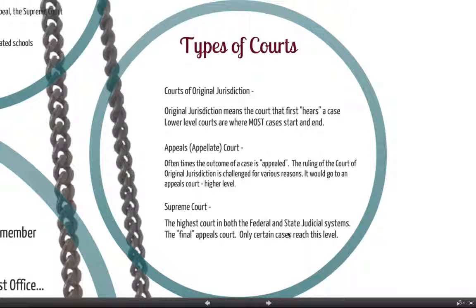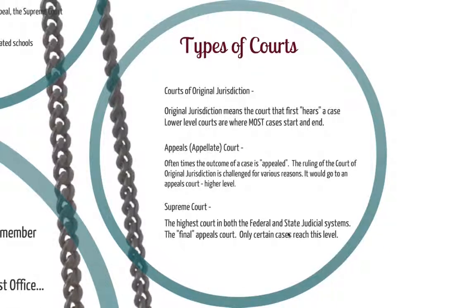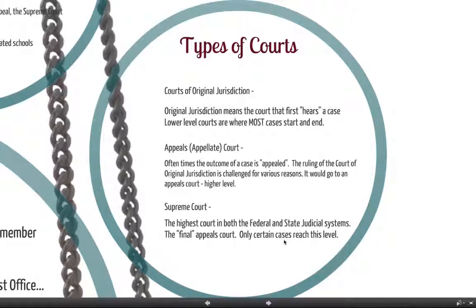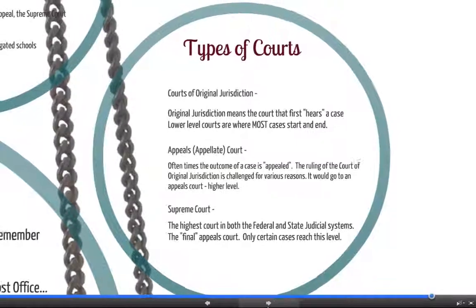In very rare circumstances, the case might go from the original jurisdiction court to the appeals court to an even higher court called the Supreme Court. And there's a state Supreme Court and a federal Supreme Court. In both systems, it's the highest court in that particular system, and only certain cases reach this level. It has to deal with a certain thing. And this is the final court. If you get to the Supreme Court, you can't challenge their ruling. That's the end of the line if your case were to get that far.